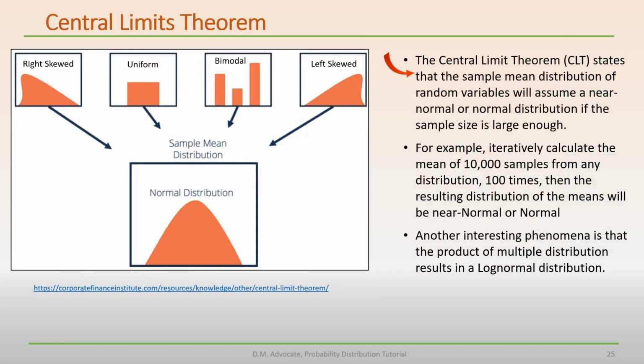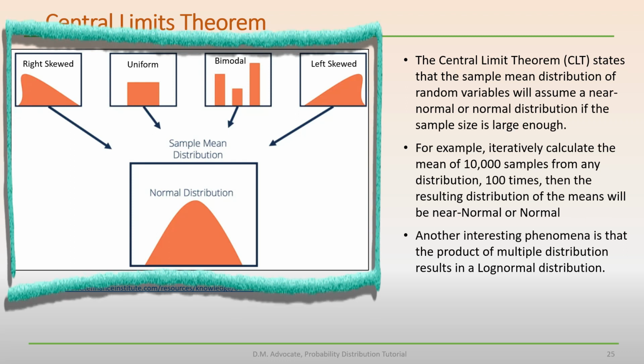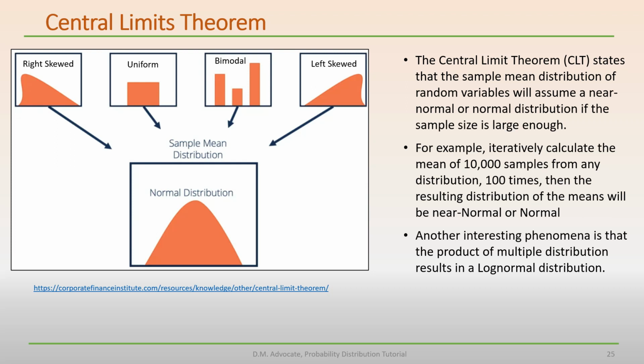The central limit theorem, CLT, states that the sample mean distribution of random variables will assume a near normal or normal distribution if the sample size is large enough. For example, if we iteratively calculate the mean of 10,000 samples from any of the distributions in the figure to the left 100 times, then the resulting distribution of the means will be a near normal or normal distribution.